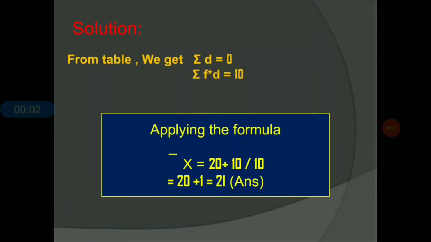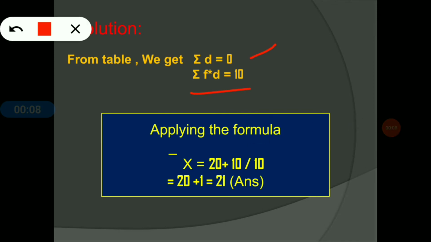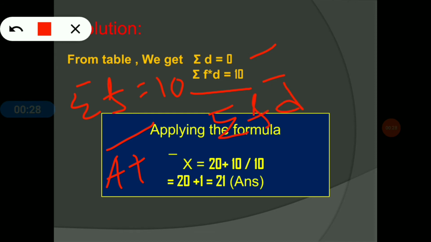So in this slide, from the table we get summation d equals 10 and summation fd equals 10, and we have already known summation f is also 10. So now going to the formula. So what is the formula of the shortcut method? So that is a plus summation fd by summation f.